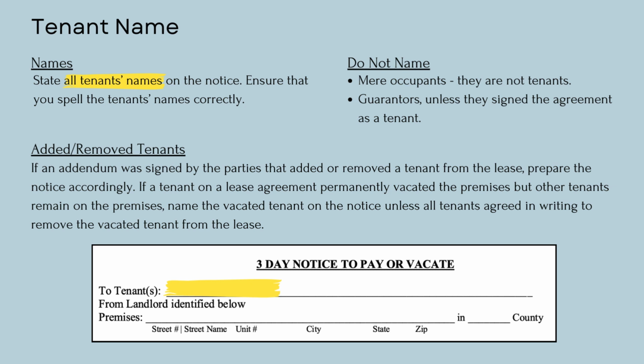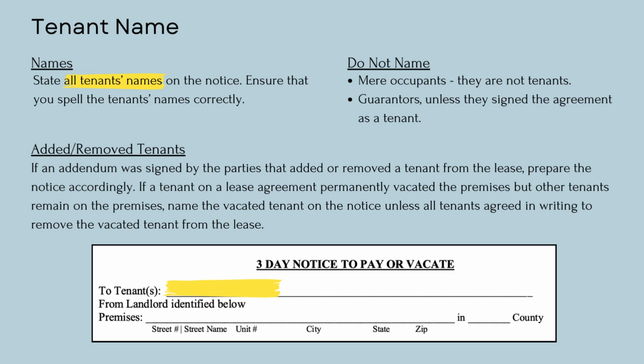Next, if there is a tenant that has been removed by an agreement of the tenants and the landlord and signed by those parties, that removed tenant does not need to be named on the notice. But you want to be sure that the addendum that changes the parties to the lease agreement is in fact legally sufficient to bind the parties and is signed by the parties. Keep in mind, even if a tenant has vacated the premises, you still want to name that tenant in the notice because that person is still legally obligated to pay rent and thus needs to be named in the 3-day notice.